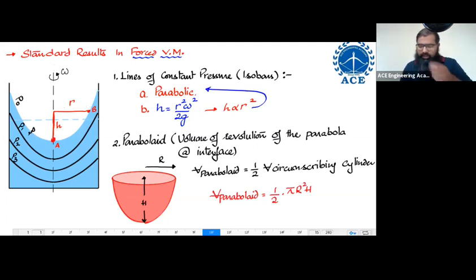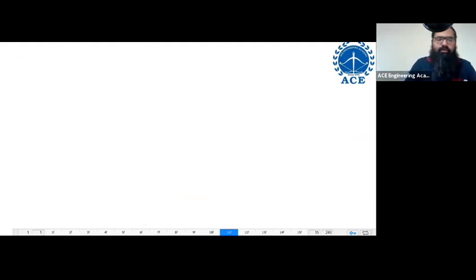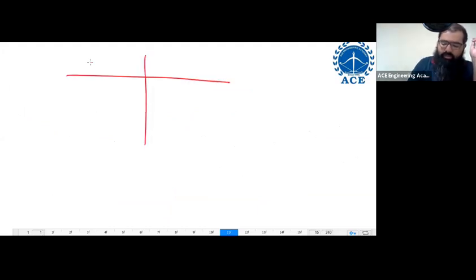Okay, look over here. What do you have to remember? I'll tell you. When you're writing short notes, please create a table. Over here, you write free vortex motion. Over here, you write forced vortex motion.